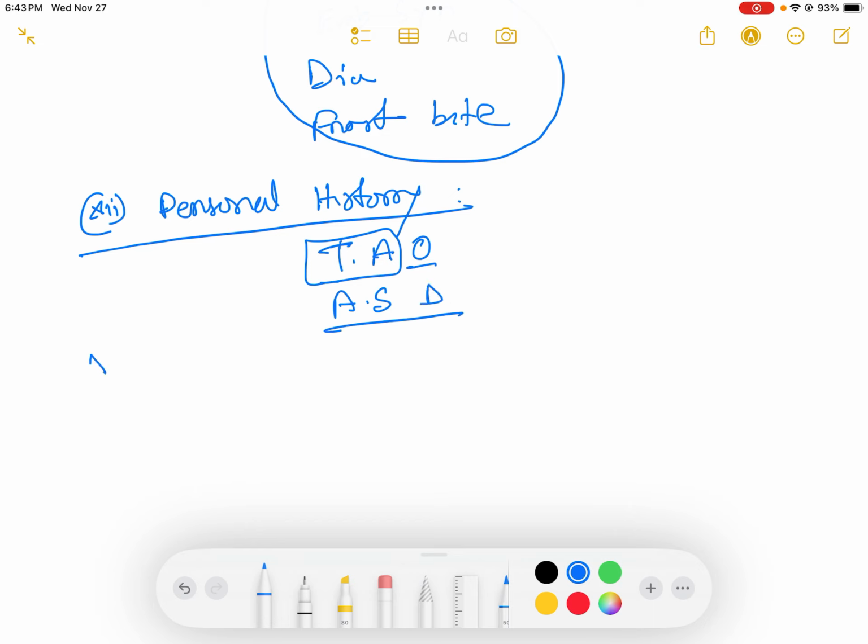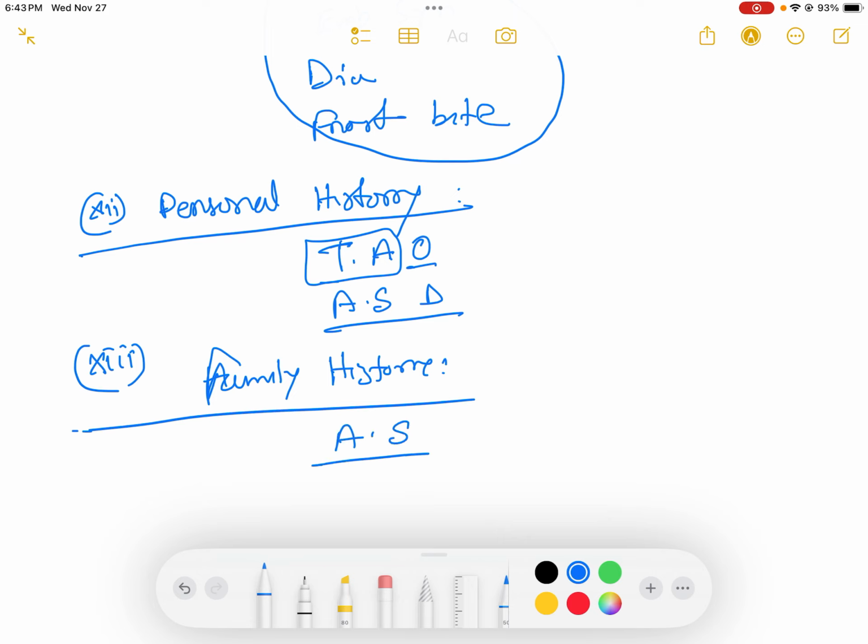Number 13, family history. It is amazing to know that arterial disease, particularly atherosclerosis, is often familial. If you practice the habit of asking if the members of the family are affected with the same disease or not, you will find quite a few are suffering from this disease, atherosclerosis. It is a common familial disease.